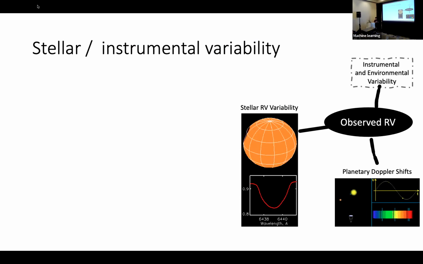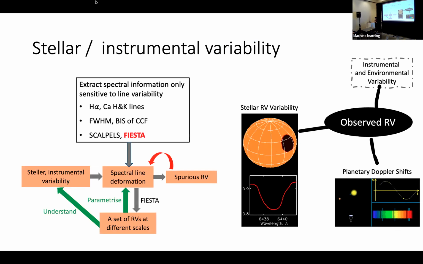Of course, we are in the EPRV era. We want to disentangle the stellar variability from the planetary RVs. But on top of that, we also have instrumental and environmental variability. Both the stellar component and the instrumental component can affect the line variability. So in order to parameterize and characterize this line variability, we need to extract the spectral information that is only sensitive to the shape of the lines.